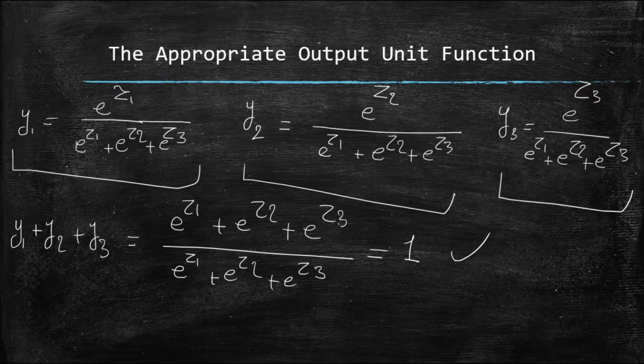Remember, the whole secret of the softmax function being able to satisfy this condition is that, even though I'm computing y sub 1, I'm considering all the other z's in the denominator. So it's only by considering everybody else that I can be sure that the summation of all the outputs would be equal to 1.